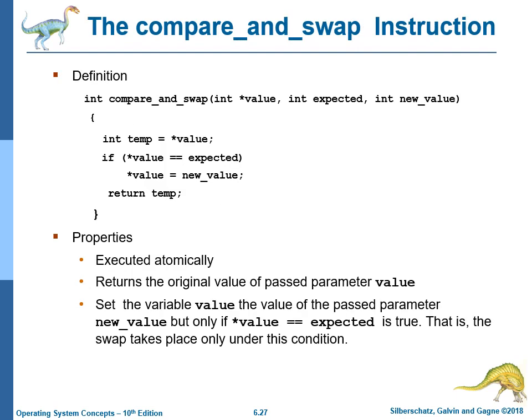This is compare and swap. As I mentioned, in the compare and swap there are three operands, where the operand is set to the new value only if the expression value equals expected. When value and expected are equal, true, then it will set the new value. Then regardless, the compare and swap function always returns the original value of the variable value. Like the test and set instruction, compare and swap also runs atomically, returns the original value, and sets the new value when value is equal to expected.